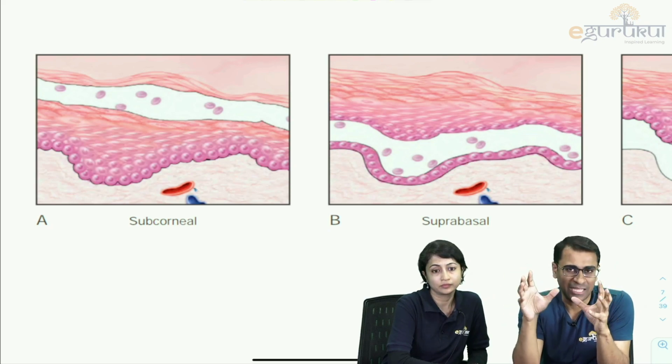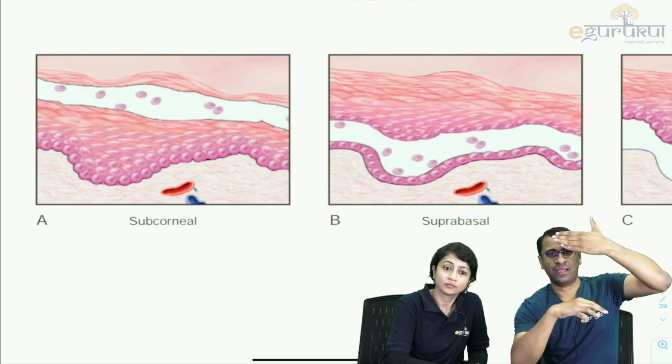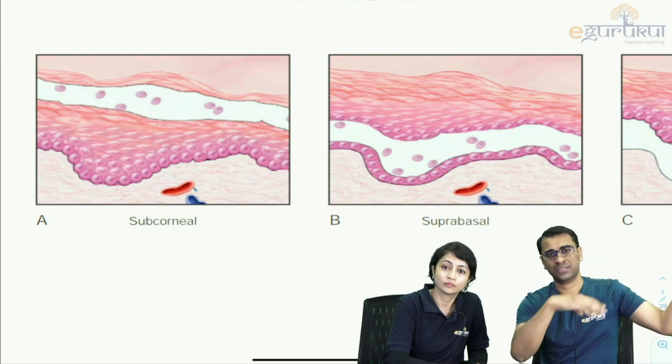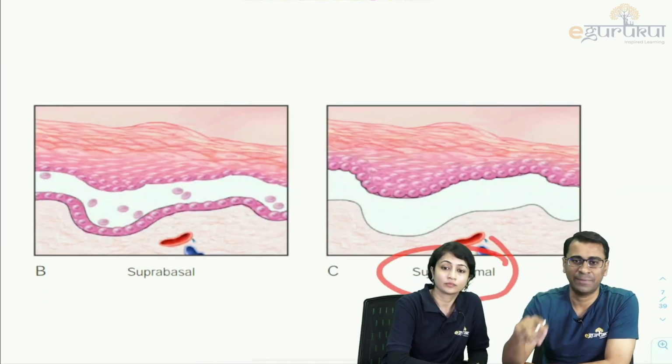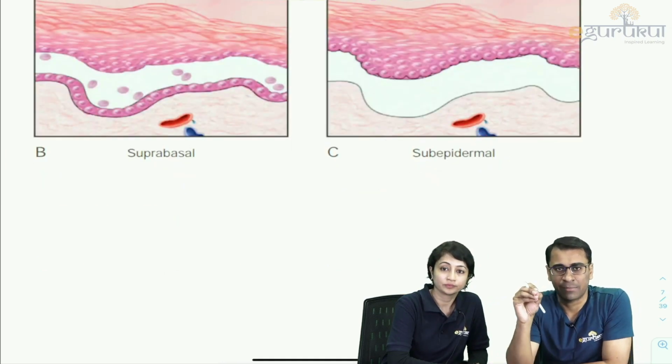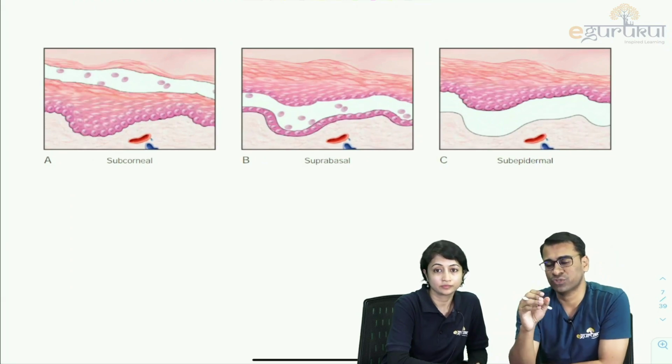Now, just imagine the antibody is not formed against the desmoglein, but is formed against the BPAG1, BPAG2. Then what will split? Epidermis will split from the dermis. So that is when this type of splitting will occur and is called subepidermal splitting.